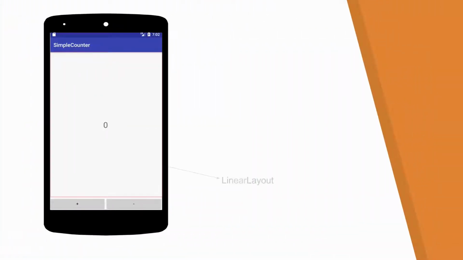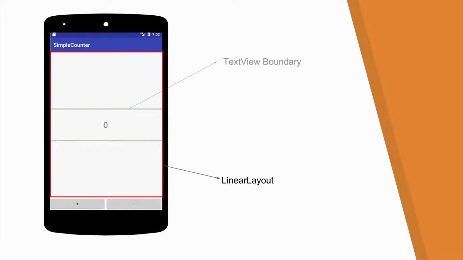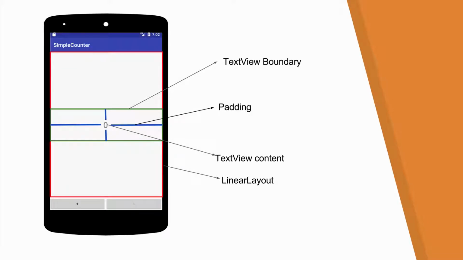The red box indicates the linear layout. The green box shows the border of the text view. 0 is the text view's content. These blue lines indicate the padding, the space between the content and the border. Here we have top padding, bottom padding, left padding and right padding.